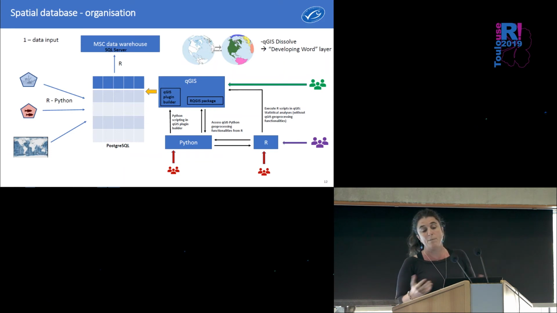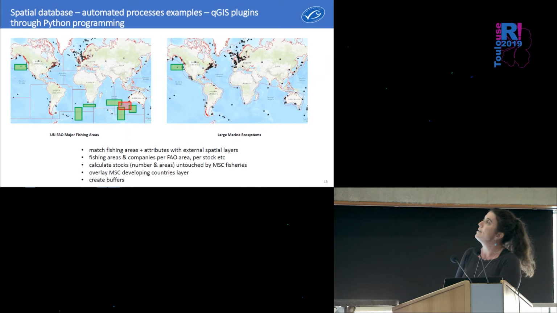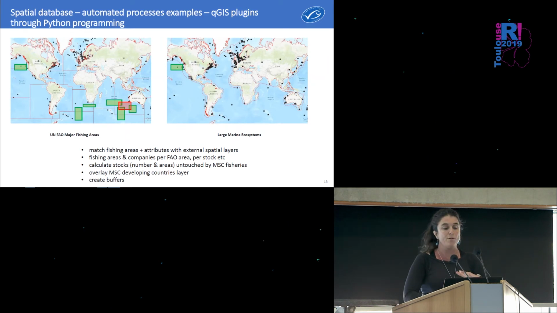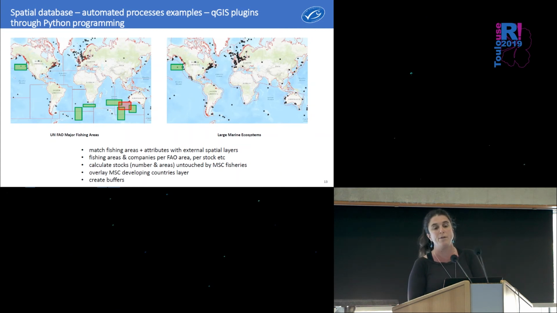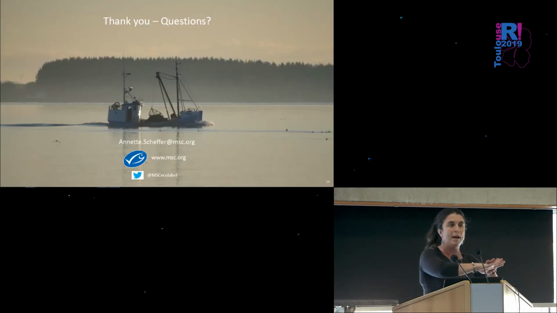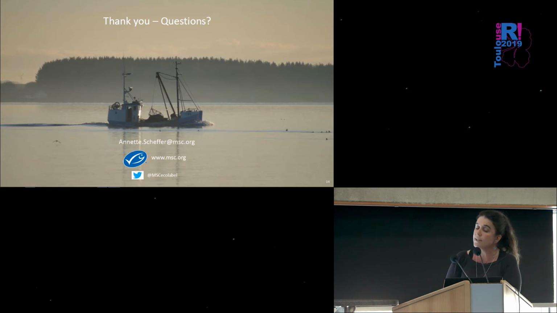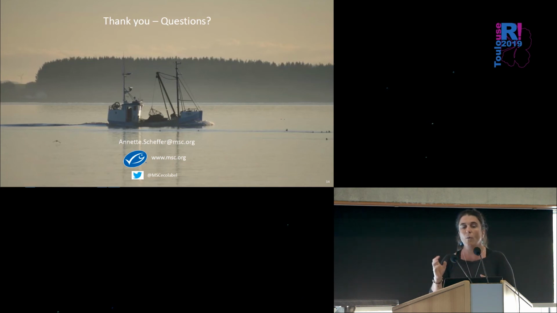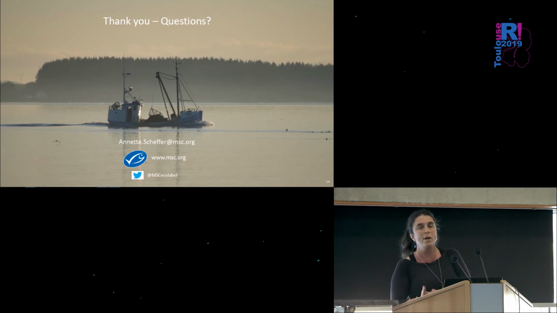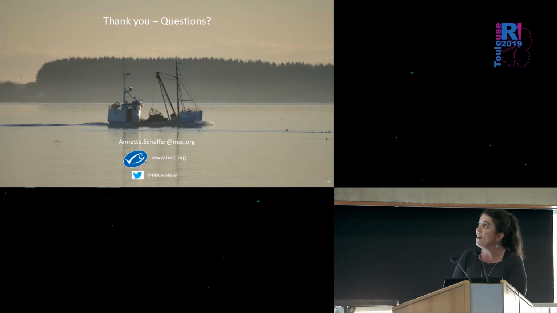And all of this is sometimes used, for example, to do analysis like that. So when we try to match fishing areas with attributes with external spatial data layers. So these are global data layers with big fishing areas, for example, defined by the United Nations sometimes. We can overlay these and see if a fishing area overlaps with specific United Nations areas, or sometimes we can also create a buffer around fishing companies and see how that all works out. So we have to do that through Python to enable users to run these scripts, but without knowing Python. So this is work in progress. It's working out well so far.